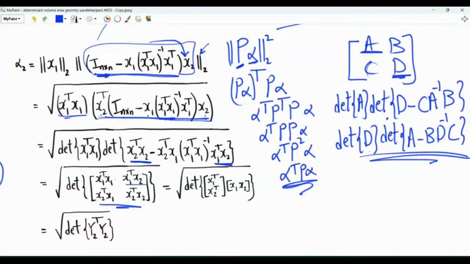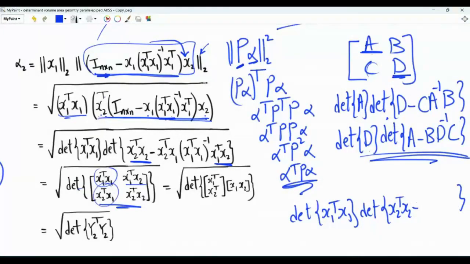If we apply this general rule to compute the determinant of this 2 by 2 matrix, we say that this is the determinant of x1 transpose x1, times the determinant of its Schur's complement, which is x2 transpose x2 minus x2 transpose x1, then the inverse of the L2 norm squared of x1, multiplied by x1 transpose x2, which is exactly this determinant here. The product of these two determinants, using this result regarding the determinants of block matrices, can be combined as just one determinant of a 2 by 2 matrix.